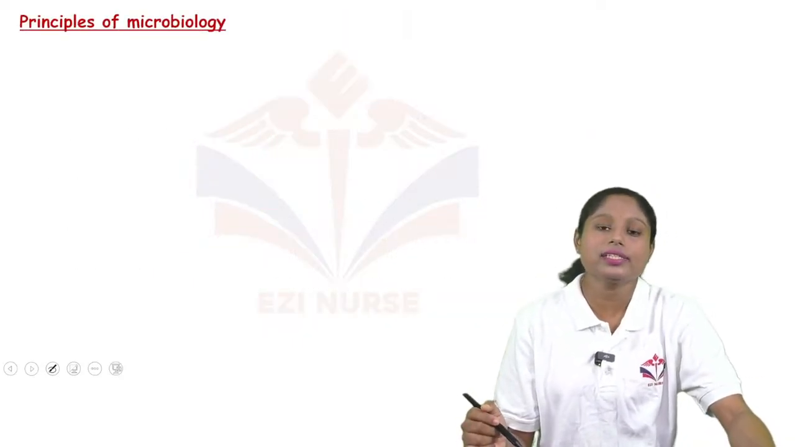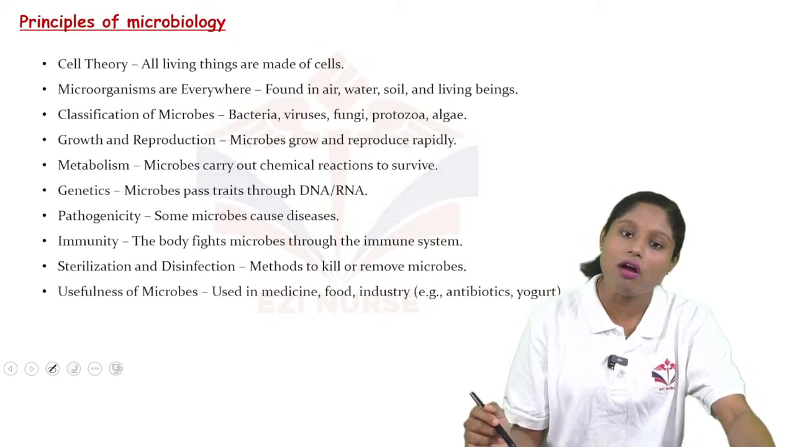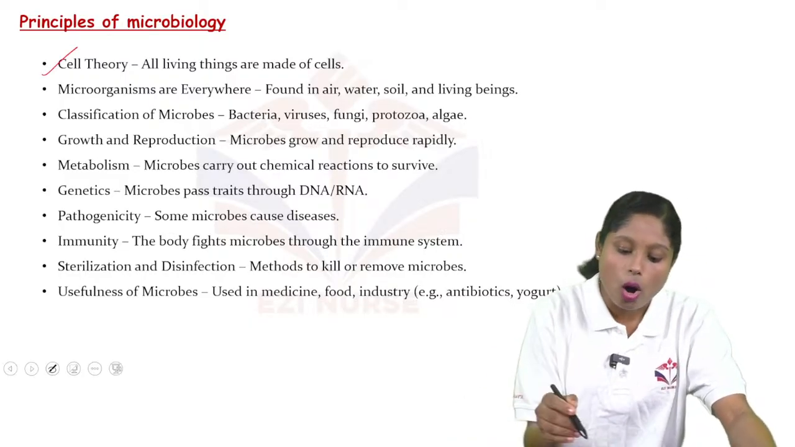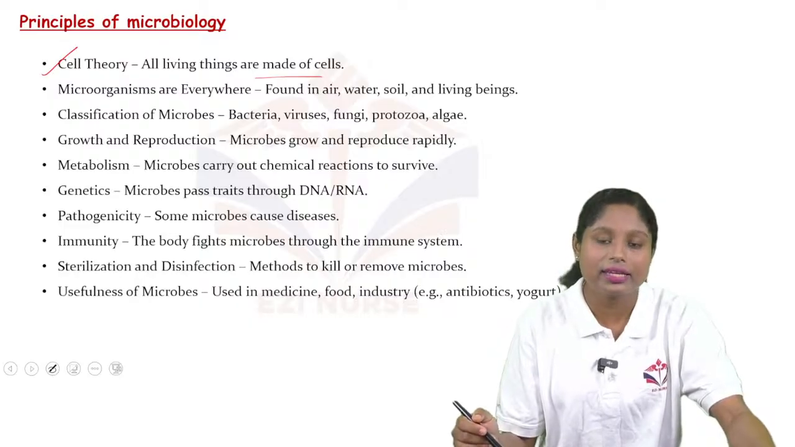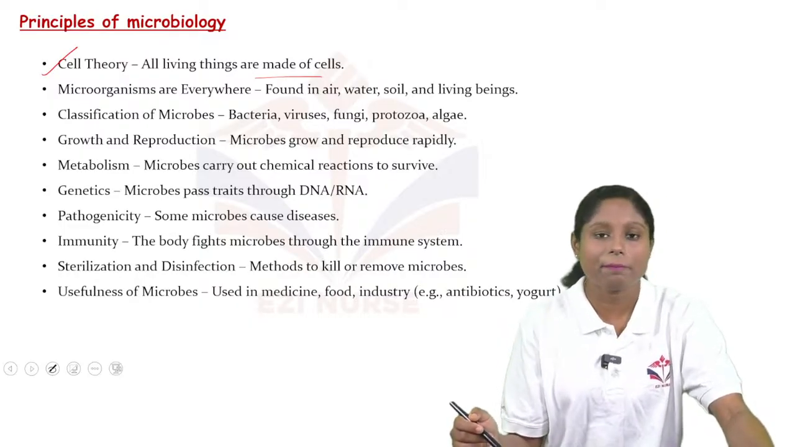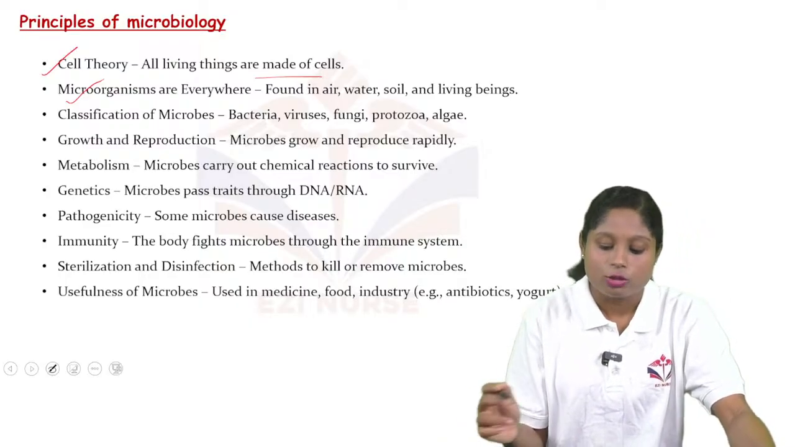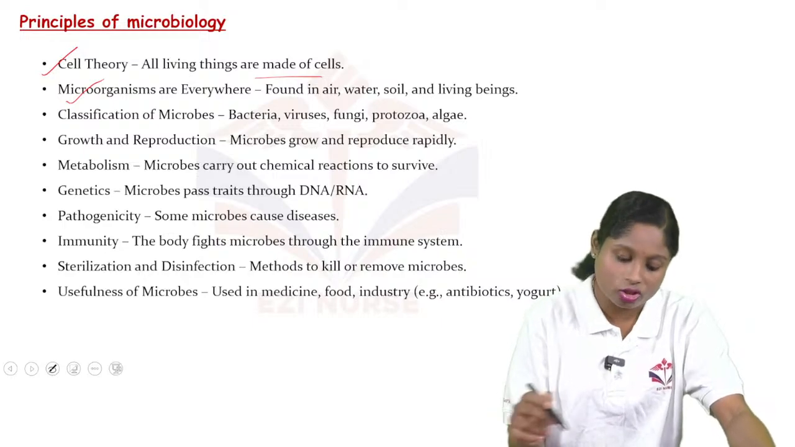So next we are discussing the principles of microbiology. So what are the main principles of microbiology? Let's see. So first one is cell theory. All living things are made up of cells. So it is mainly based on the cell theory that all living things are made up of cells. Next is microorganisms are everywhere. So they are found in air, water, soil and in living beings.